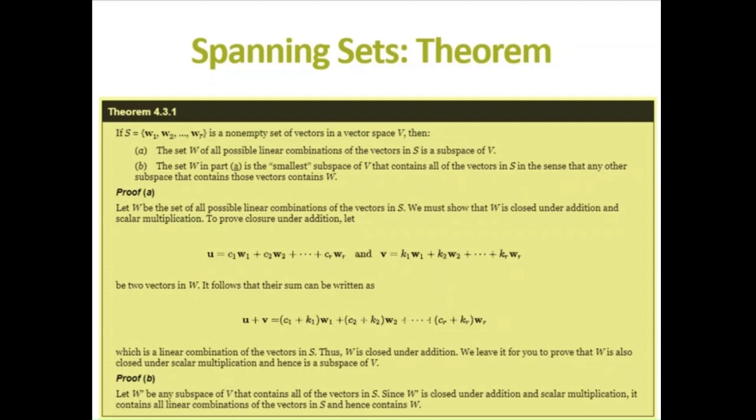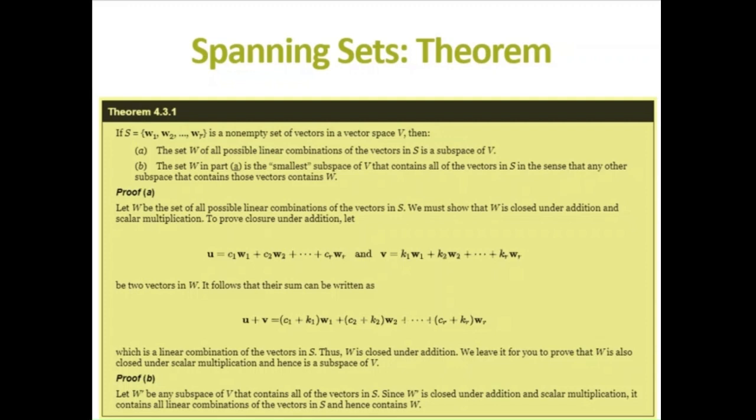So after we've done problem 3, let's go ahead and look at our theorems one more time, since we've explored linear combinations. Just to reiterate, theorem 4.3.1 says if S is the set of vectors w1, w2, all the way through wr, so if S is a non-empty set of vectors in a vector space V, then (a) the set W of all possible linear combinations of the vectors in S is a subspace of V.